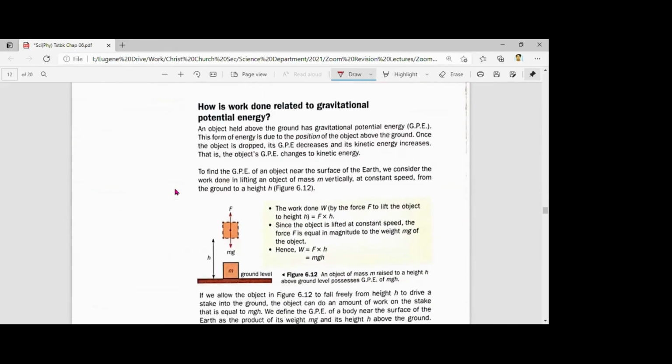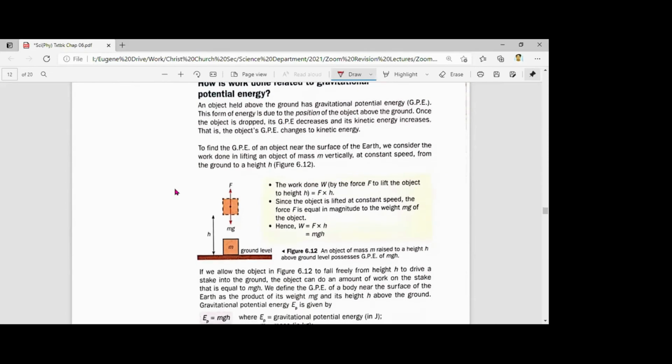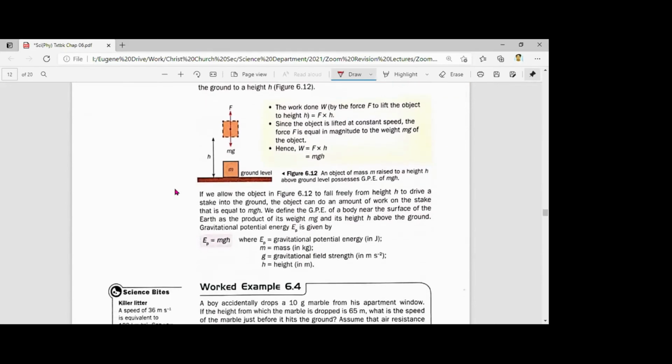Next we're going to go into gravitational potential energy, GPE. As mentioned, anything that is above the ground level will possess GPE. So what's the formula that we're going to apply here? Most of you will write GPE equals to mgh. GPE is the gravitational potential energy because it's a form of energy. The unit obviously will be joules. M represents mass, so it must be in kilograms.